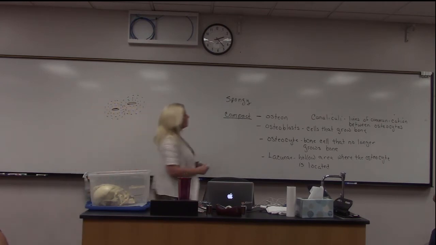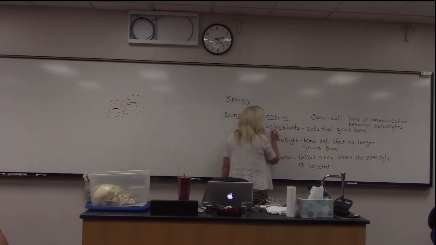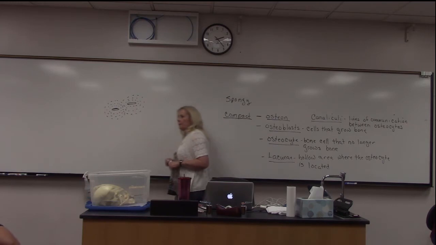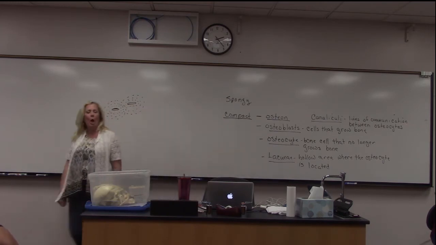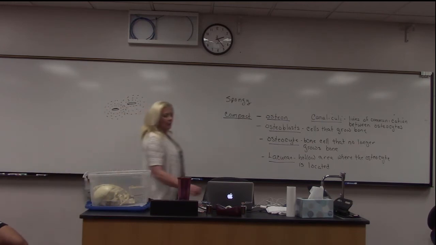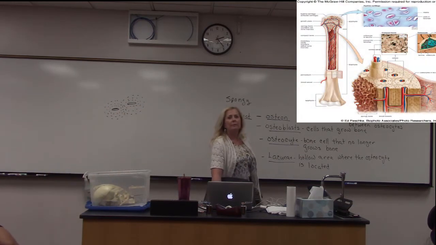Okay, so you've got some terms: the osteon, osteoblast, osteocyte, lacuna, and the canaliculi. These are all found in compact bone. Now notice in this picture how tight all the bone is, how dense it is compared to right here. This region is actually called spongy bone, and you can see the spongy bone has all these little holes in it.